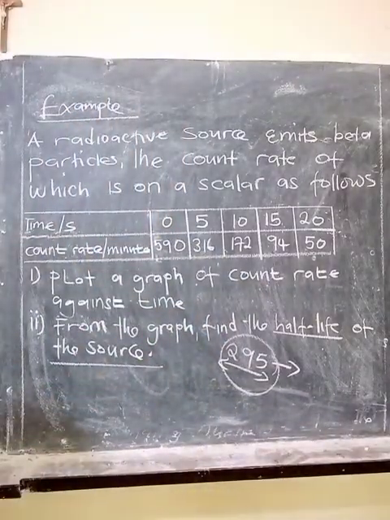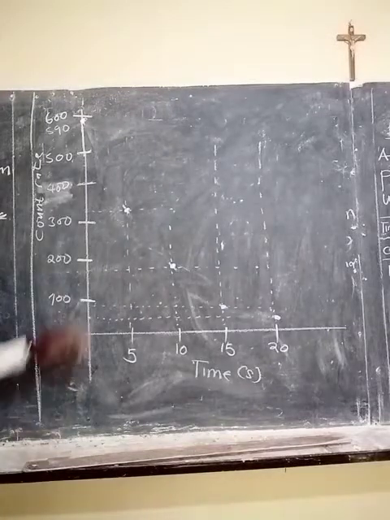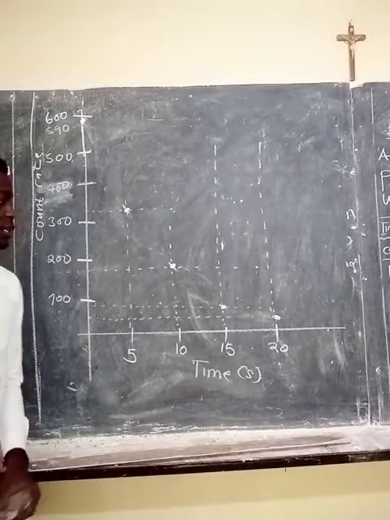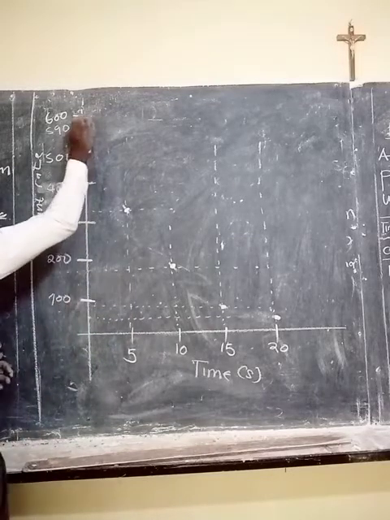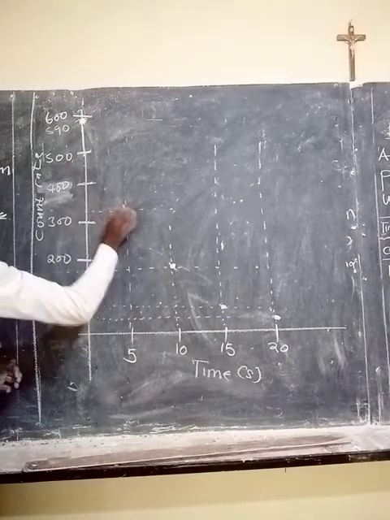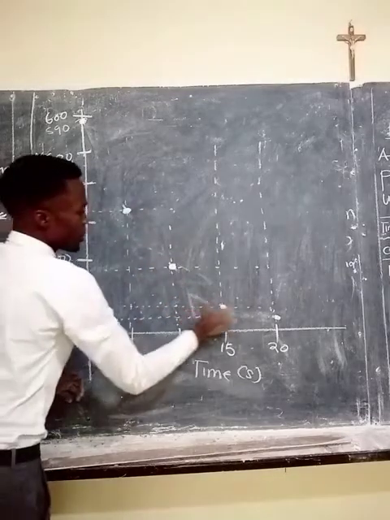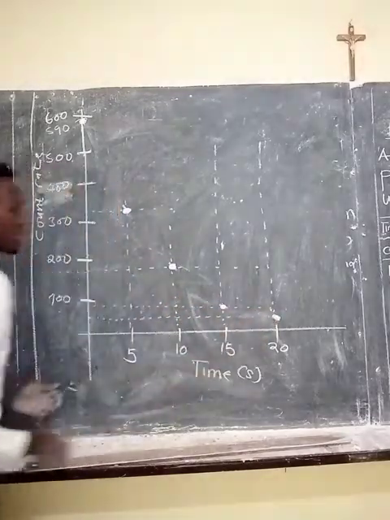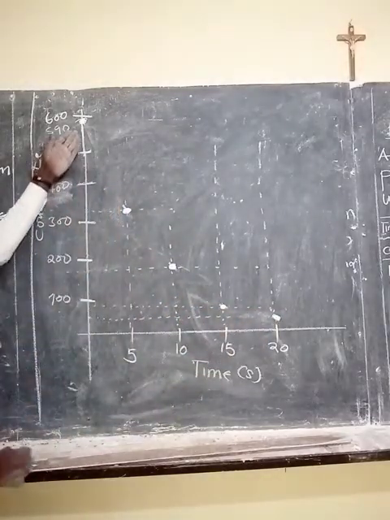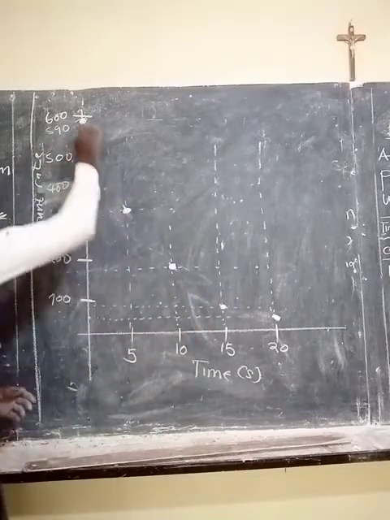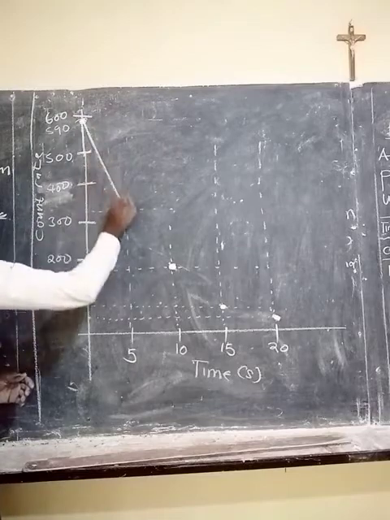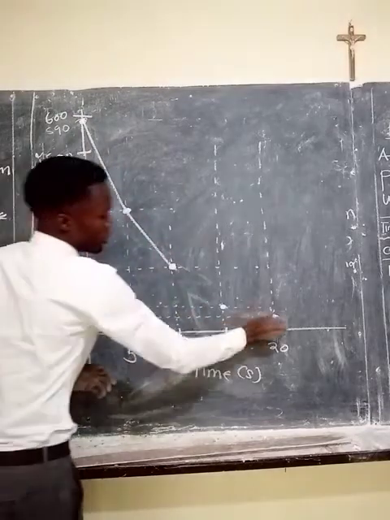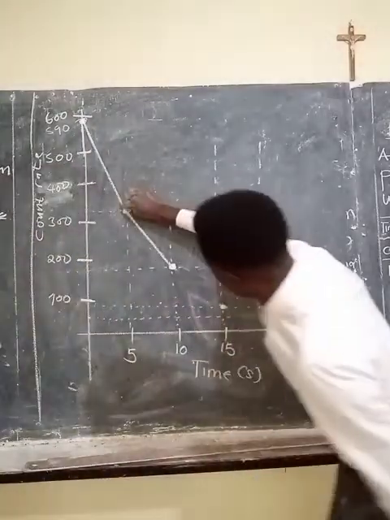So after plotting the coordinates or the values that we've been given, we have these points. After plotting, these are the points that you're going to get. So it's just a matter of now drawing a curve. It starts from 590 there. Then you draw the curve. It's supposed to be a curve like that.